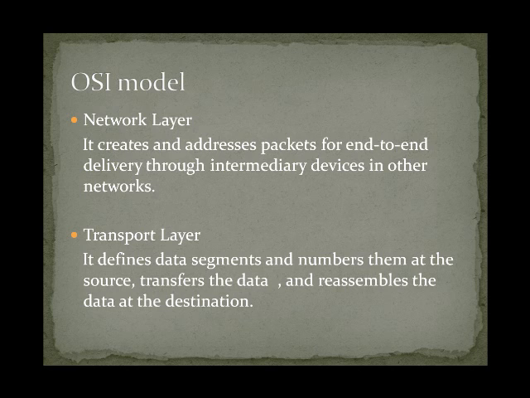The next layer of the reference model is the transport layer. It defines data segments and numbers them at the source, transports the data, and reassembles the data at the destination. This means the transport layer can keep track of segments and retransmit those that fail. The transport layer also provides acknowledgement of successful data transmission and sends the next data if no errors occur.